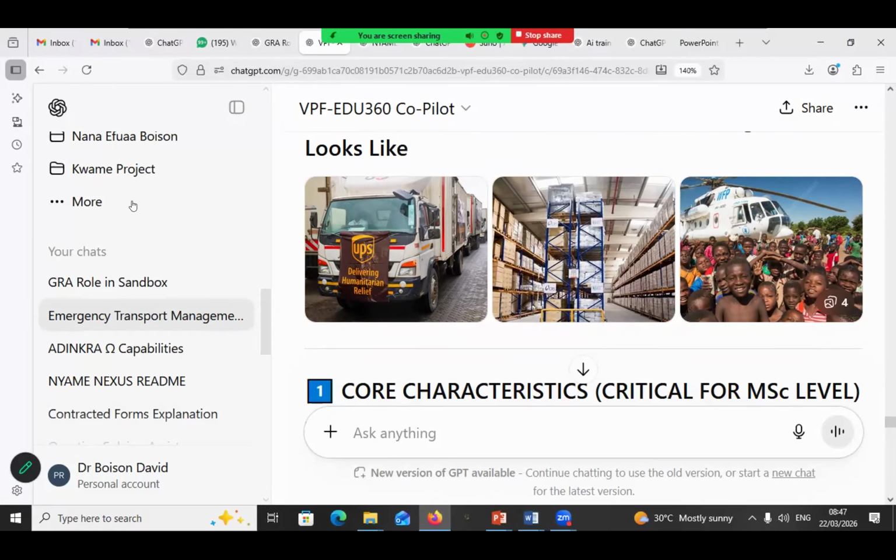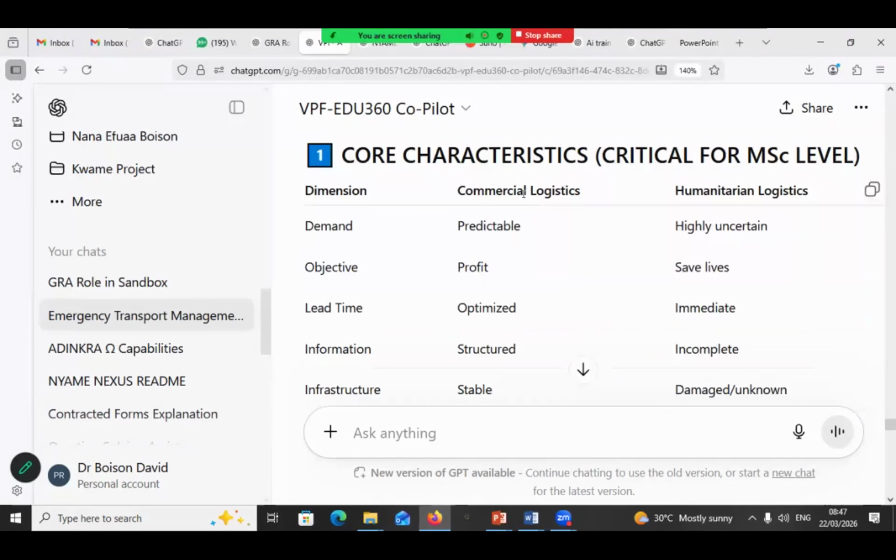And the core characteristics: you have the dimensions, commercial logistics and humanitarian. Commercial logistics is predictable. Humanitarian logistics is highly uncertain. We knew that the war was coming up, but the things that are unfolding within the war, I hear now Iran has blasted a site close to Israel's nuclear site, which is worrying, because when things get out of hand, the entire Gulf countries are going to be in deep trouble, right?